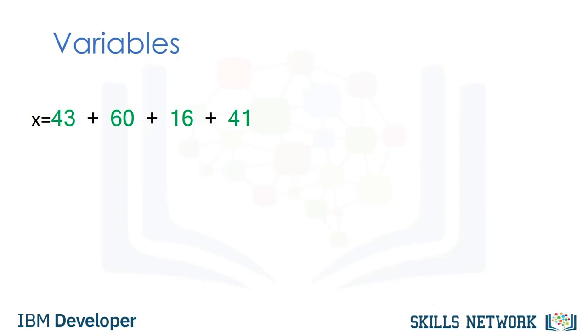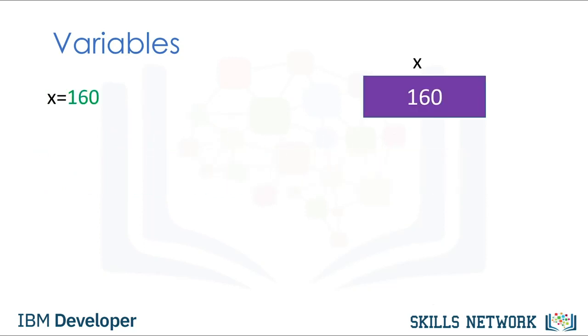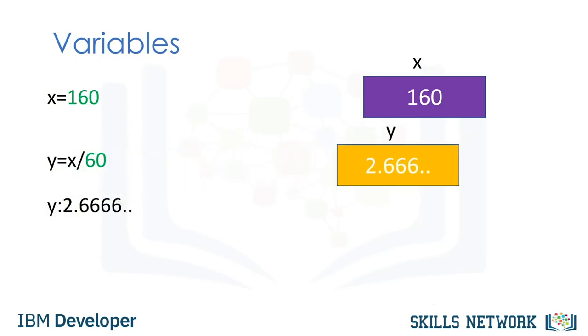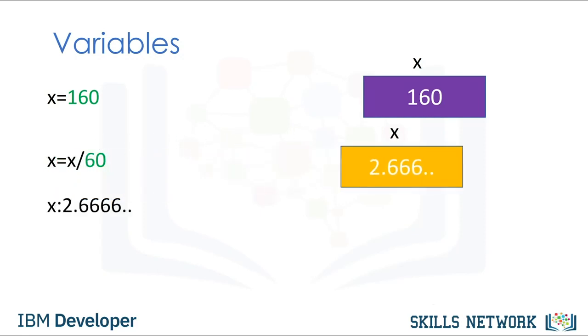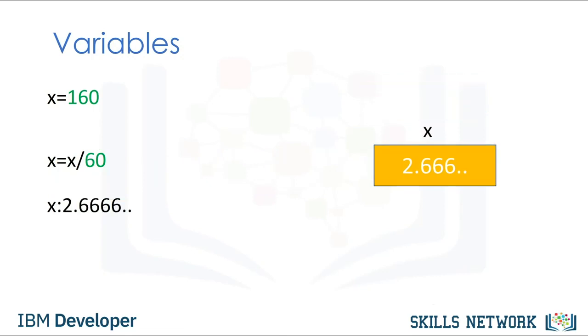We can store the results of expressions. For example, we add several values and assign the result to x. x now stores the result. We can also perform operations on x and save the result to a new variable y. y now has a value of 2.666. We could also perform operations on x and assign the value to x. The variable x now has a value of 2.666. As before, the old value of x is not important.